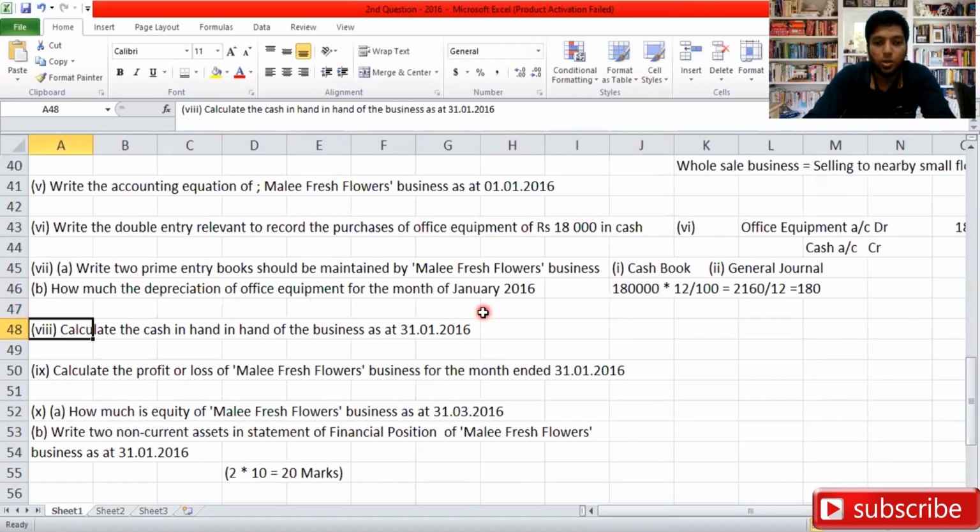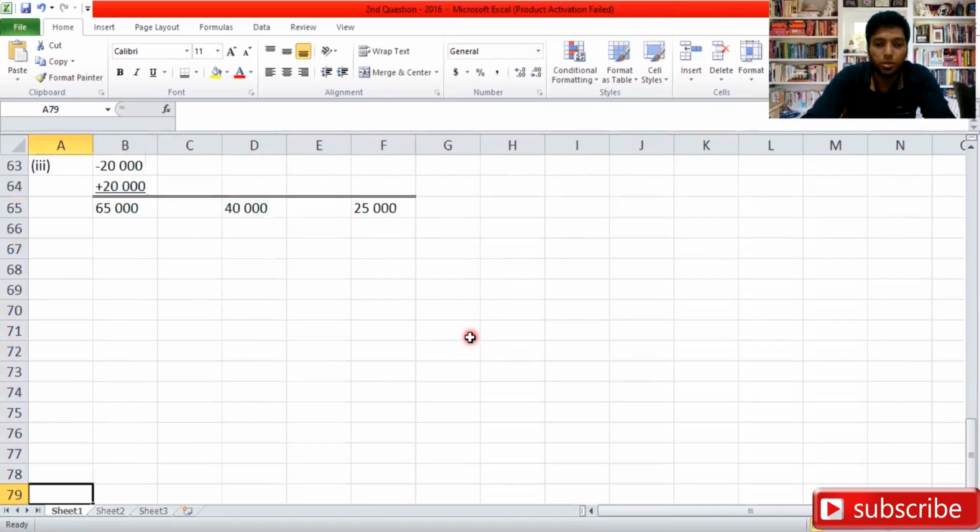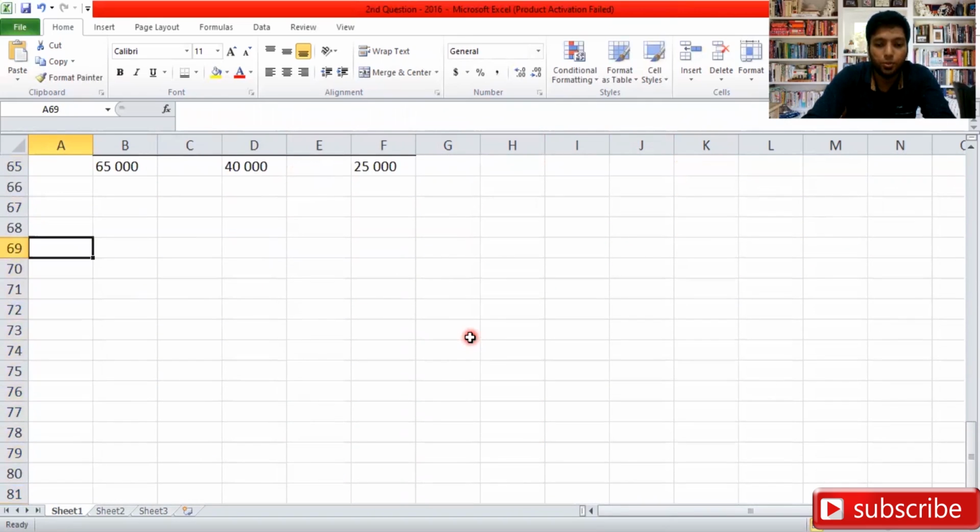Then we have: calculate the cash in hand of the business as at 31st January 2016. If you really want to find the cash in hand, you need to prepare a cash book. So let's prepare a cash book now. First you need to know the format to prepare this cash book. Format number 8. Let's do it together.